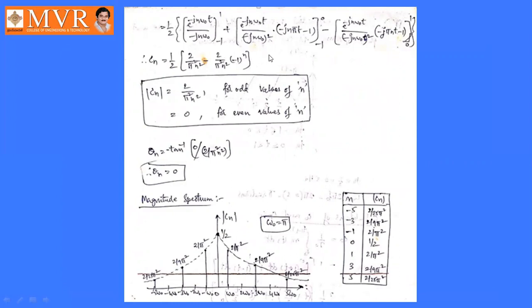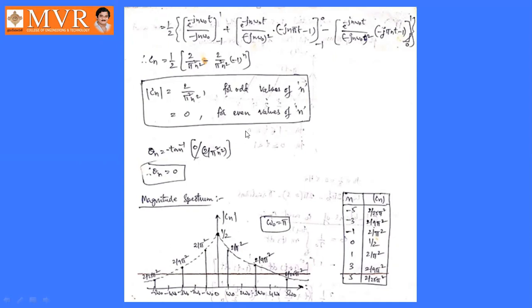So for odd values of n, if n is 1, minus 1 whole power 1 is minus 1, so minus 1 minus plus. It will become 4 by pi square n square, so 2 gets cancelled with 4, giving 2 by pi square n square for odd values of n. And if n is an even value, then it will become 0.